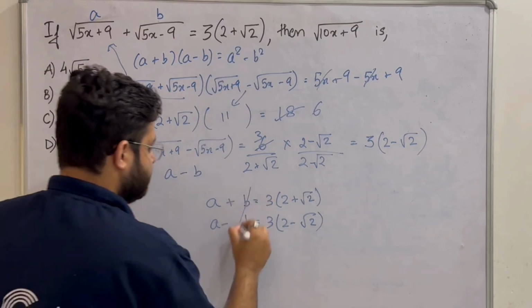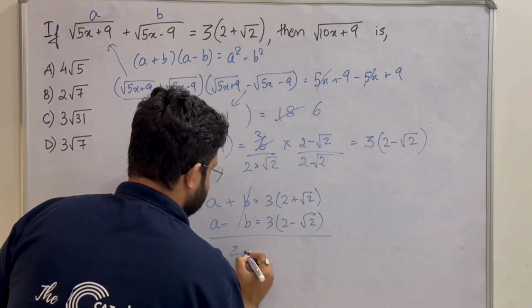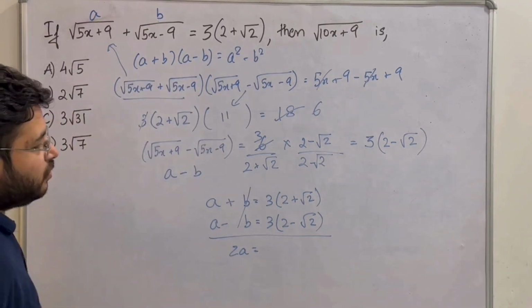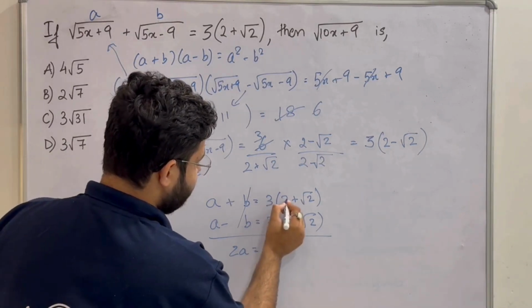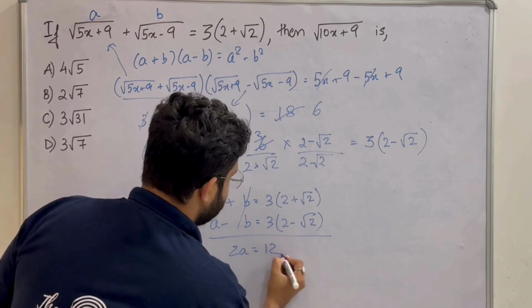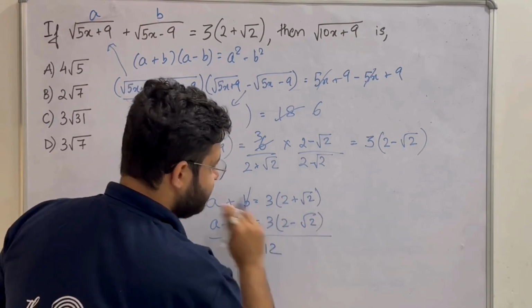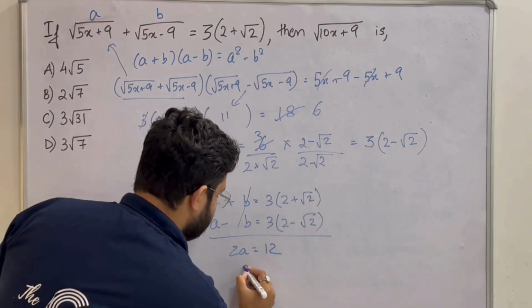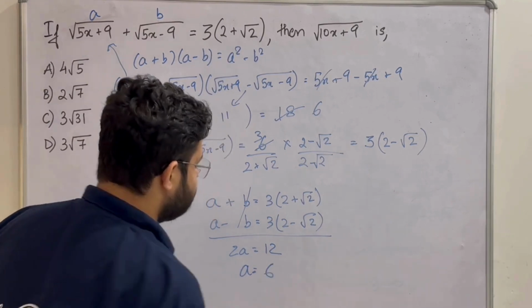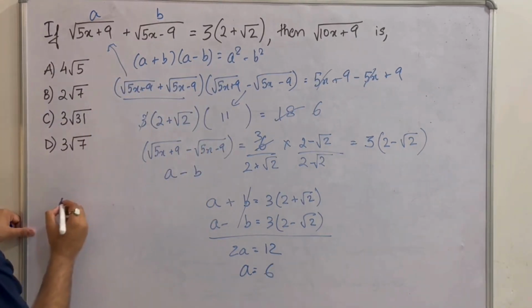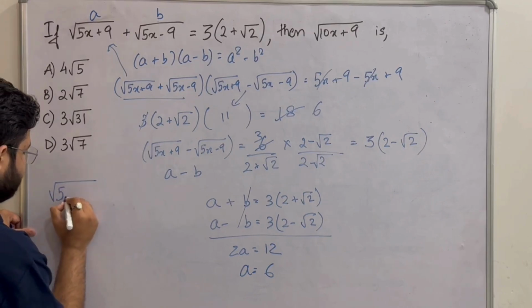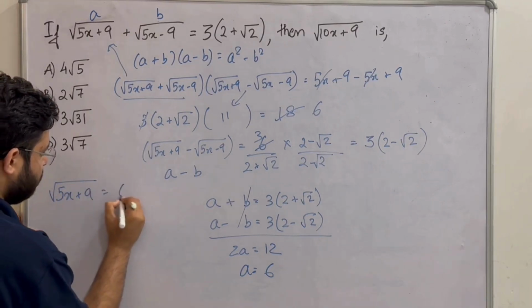Correct? Let's get the value of 2a. So we get the value of 2a as equal to what? 3 2s are 6, 3 2s are 6, 12. Now this is 3 root 2, this is minus 3 root 2, that gets cancelled. So what do we get? We get the value of a as equal to 6. Now this simply means that my root of 5x plus 9 is equal to 6.